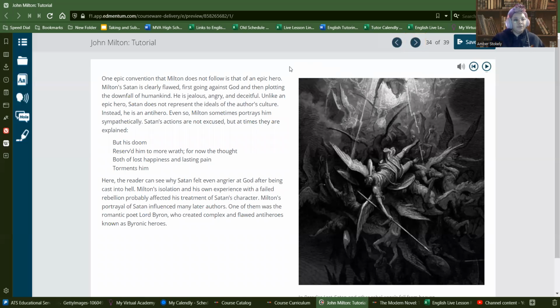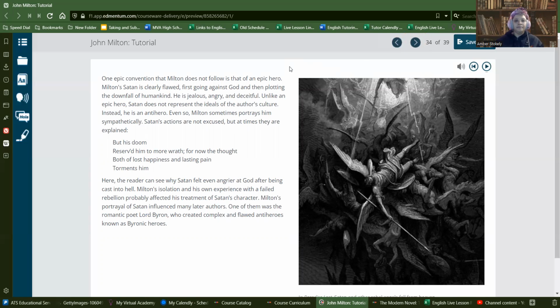Alrighty, slide 34. So we talk about the differences now. So here is one of the big differences between Milton's epic and normal epics. Milton does not follow the convention of an epic hero.